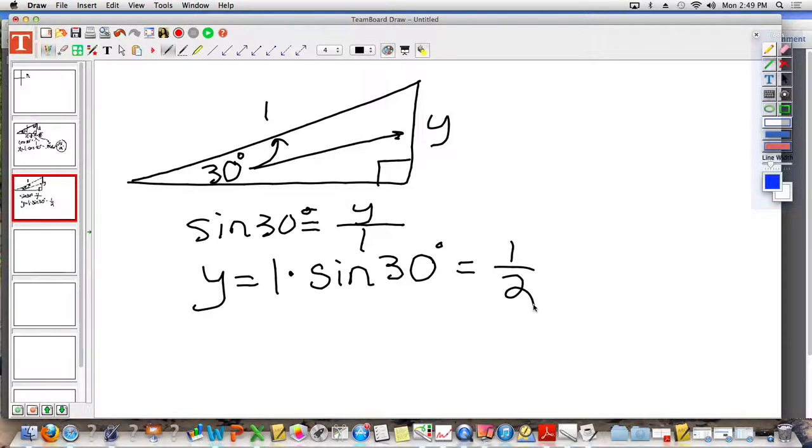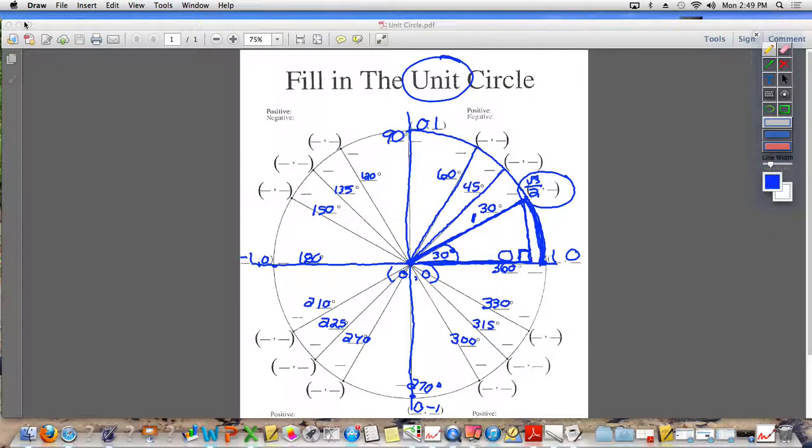Yeah. Because we talked about it a little bit ago when I was talking to you about all the relationships between the sides of the 30, 60, 90. All right, so what is the y value at this point? It is 1/2. So this point on a unit circle has coordinates of the square root of 3 over 2, comma, 1/2.